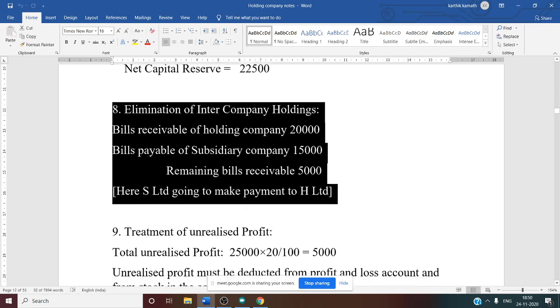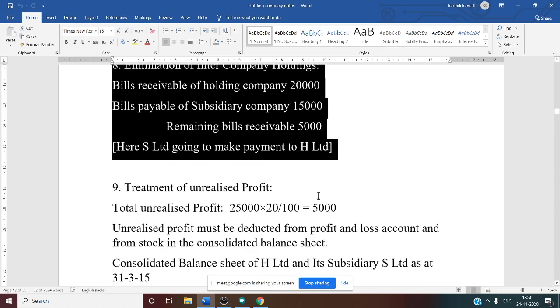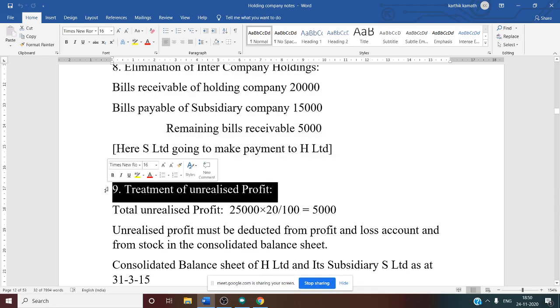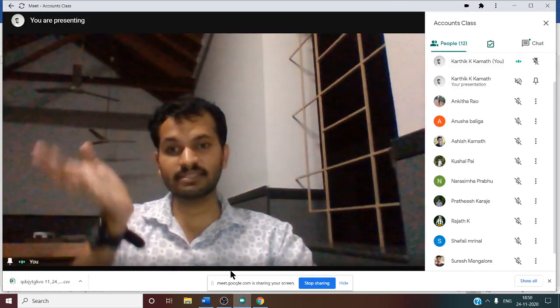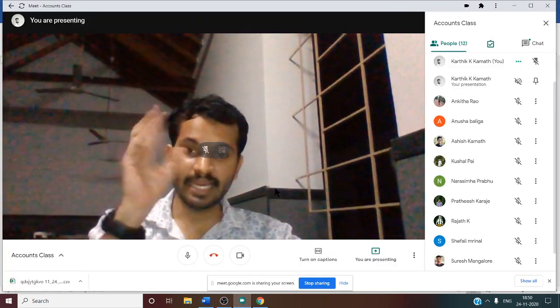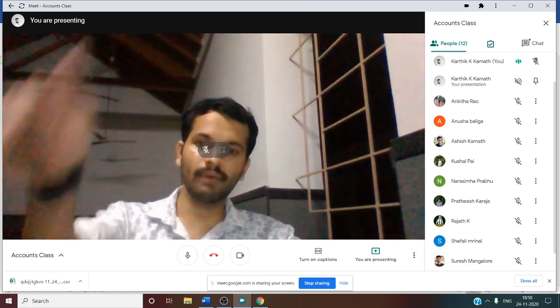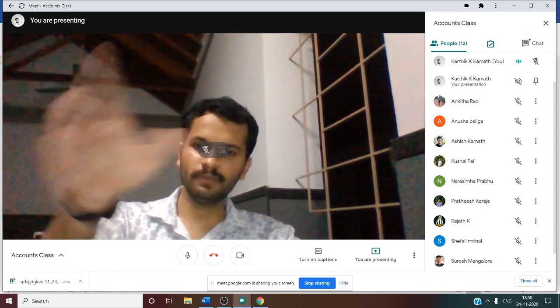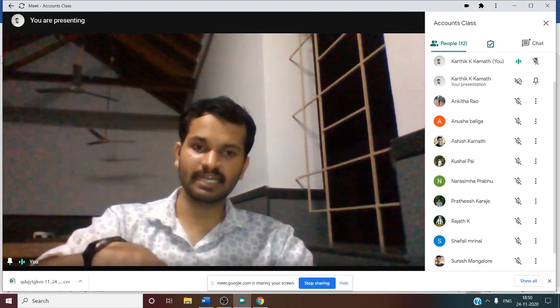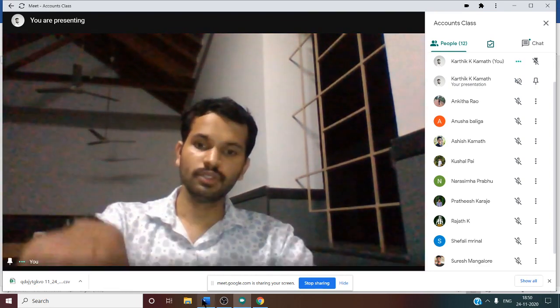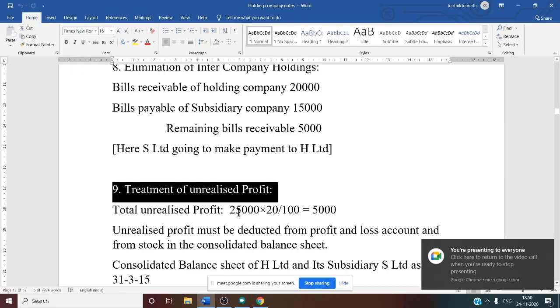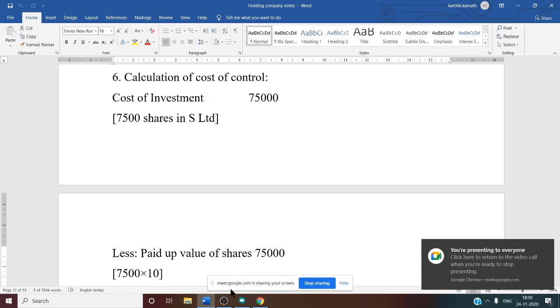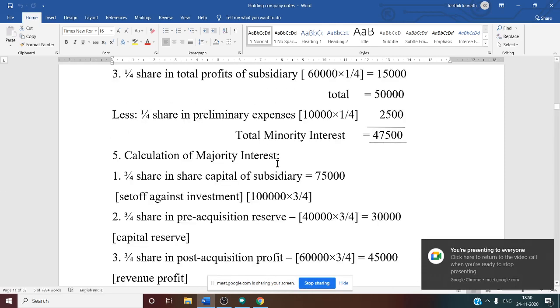Then after this, there is one more working note, that is treatment of unrealized profit. That is working note number 9. I told you in the previous class that there will be a minimum of 8 working notes and a maximum of 12 working notes. So here there is unrealized profit and intercompany transaction, so one working note extra. So working note number 9, treatment of unrealized profit. If you see the adjustment, once again we'll go to the adjustment now.